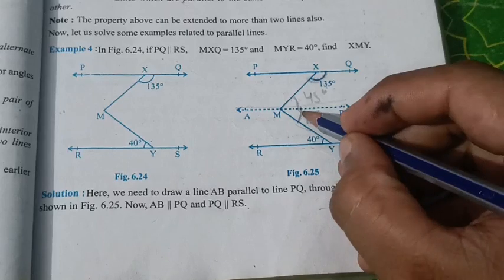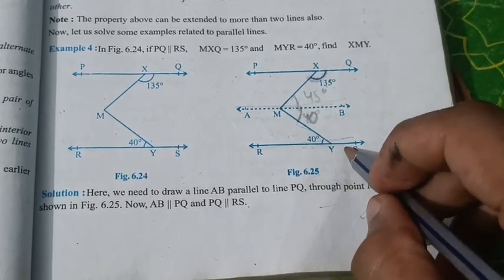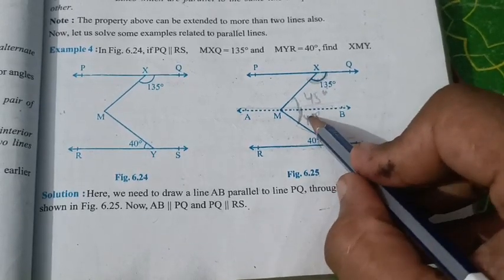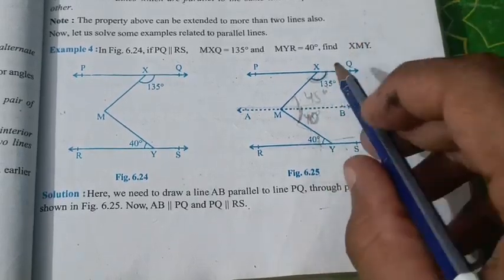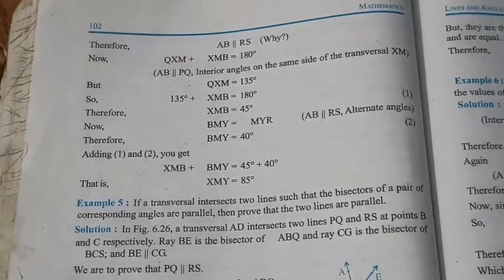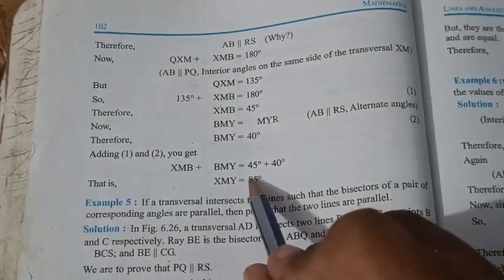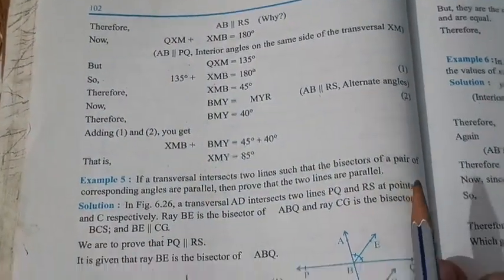Why is it 40 degrees? Because this line and this line are parallel, and this becomes a corresponding angle, because of which this angle and this angle become 40. And why 45? Because of the linear pair. If you look into the book, it tells you the same: angle x and y, which equals 85, which is 45 plus 40. Now example 5.